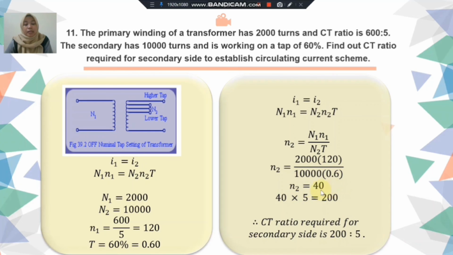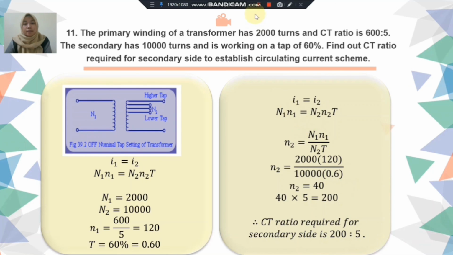But 40 is if we ratio it at 1 ampere, but now the circulating current scheme is 5, so we will multiply it by 5, so we get 200. So the CT ratio requirement for the secondary side is 200 to 5.